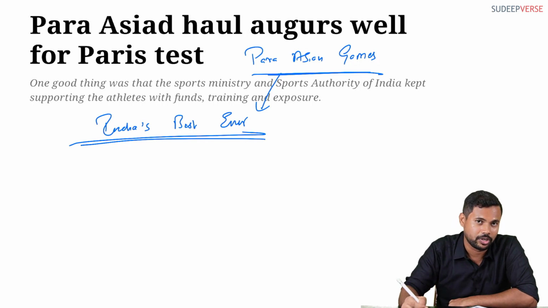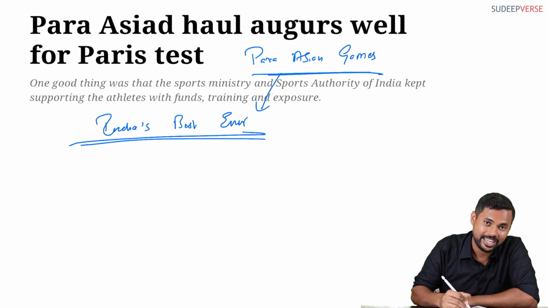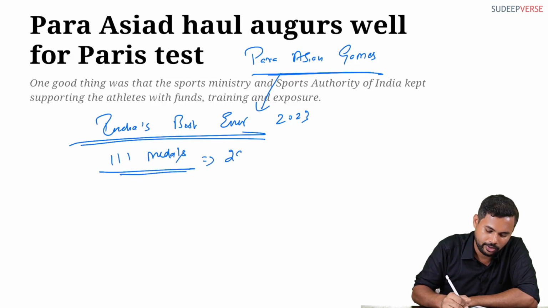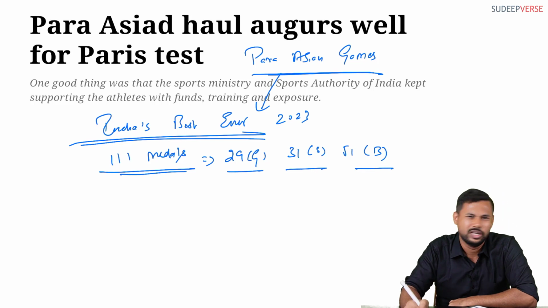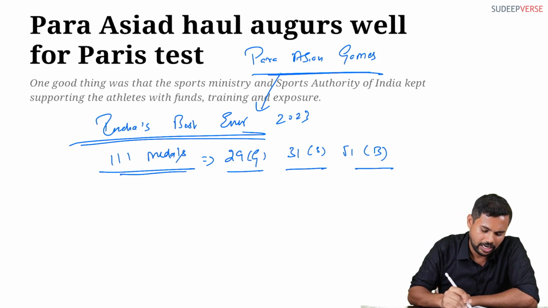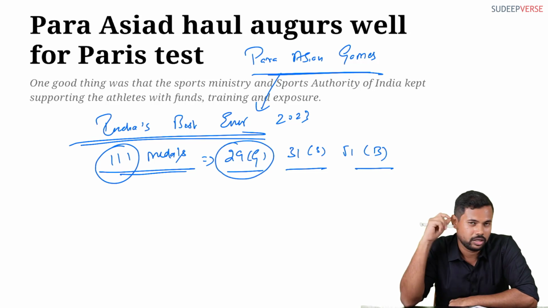To give you a summary of what has happened, India's best ever performance is this time, that is 2023, and India has won 111 medals. Amongst these, we have 29 gold, 31 silver, 51 bronze. I don't think you have to get to the level where they'll ask you those details, but you should know that it is 111 medals and 29 gold. This is a little important.